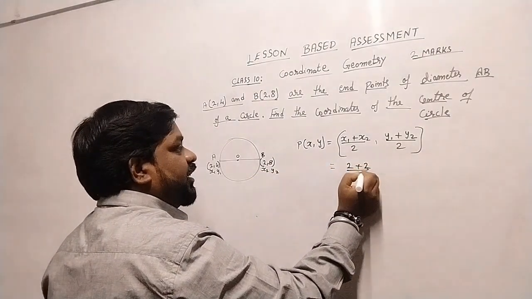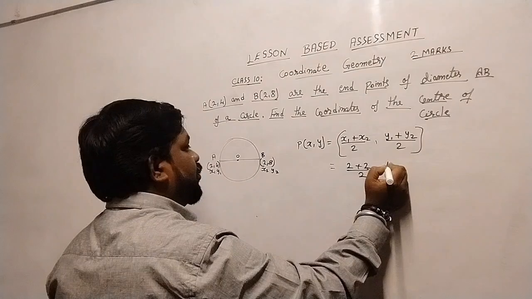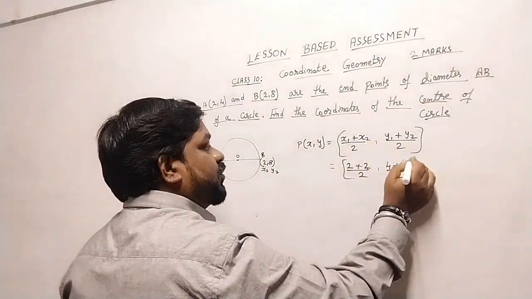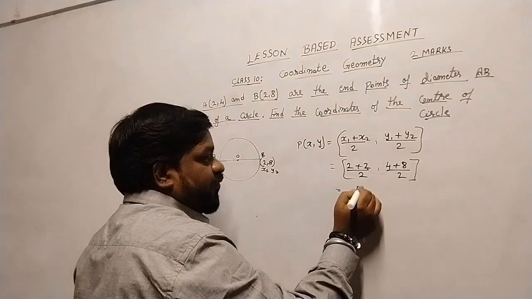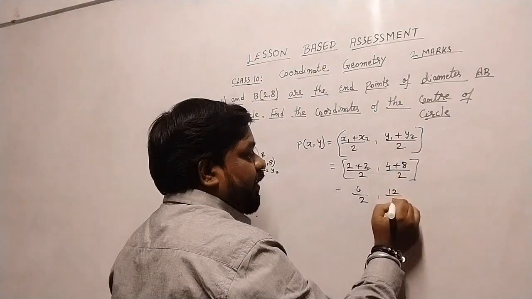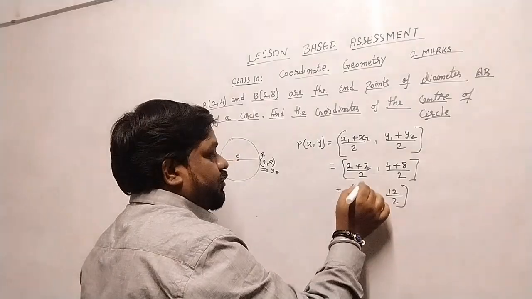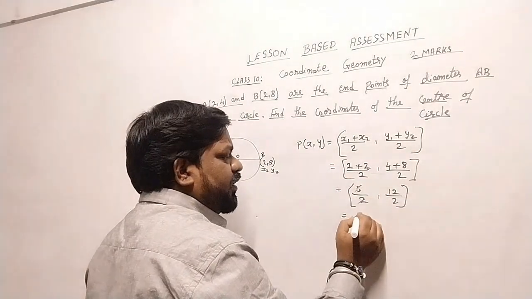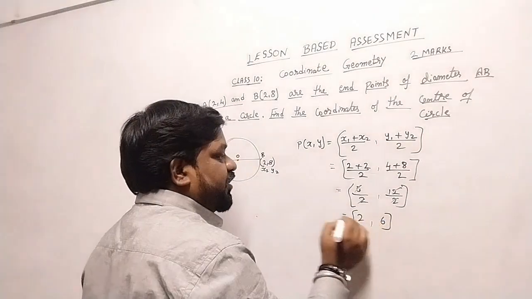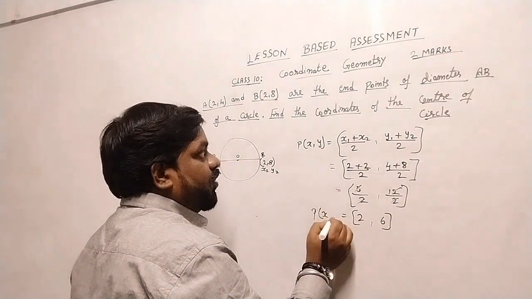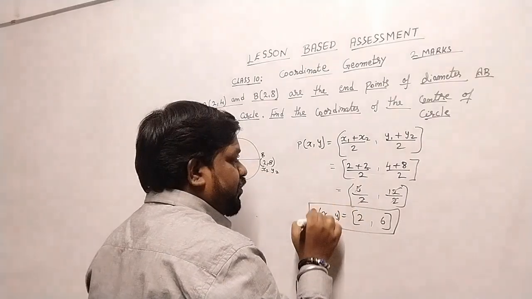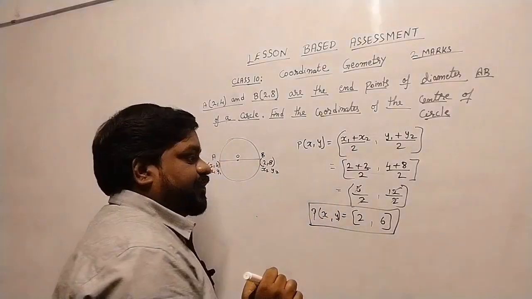Here, this is x1 y1, x2 y2. 2 plus 2 divided by 2 comma 4 plus 8 divided by 2. 2 plus 2 is 4 divided by 2 comma 12 divided by 2. 2 twos are 4, 2 sixes are 12. Therefore the coordinate of the center of the circle is 2 comma 6.